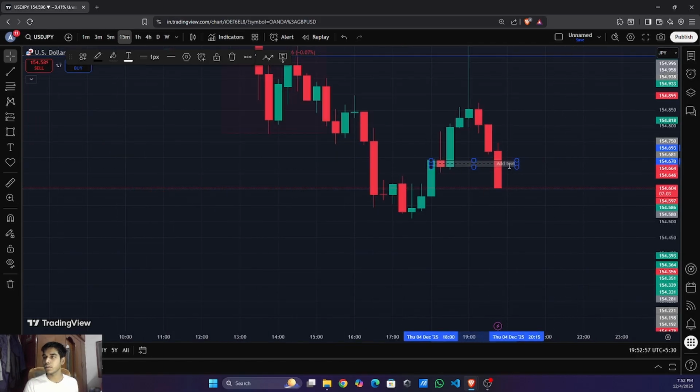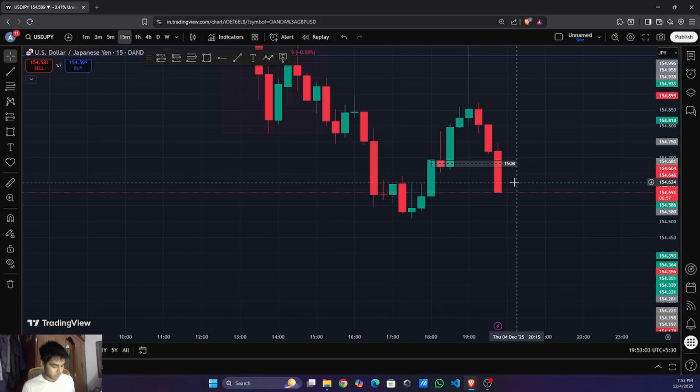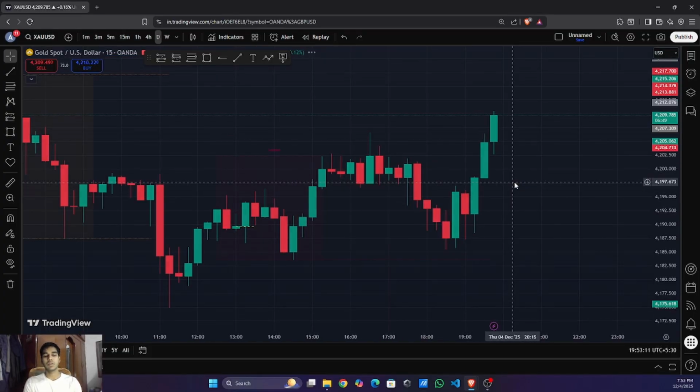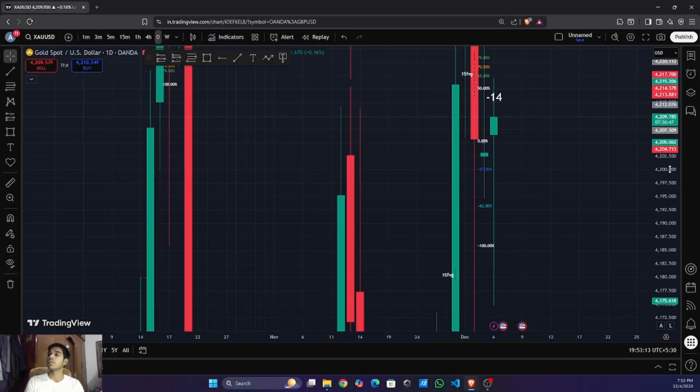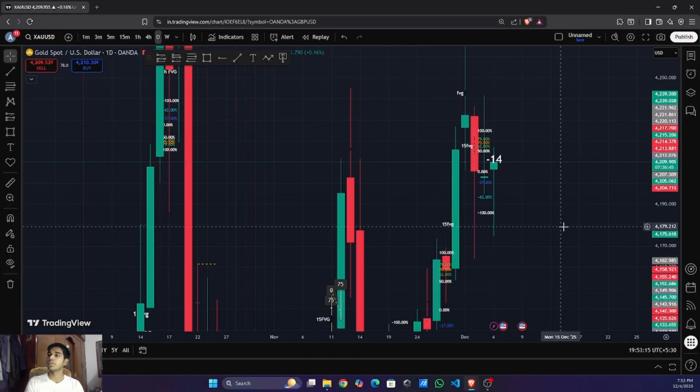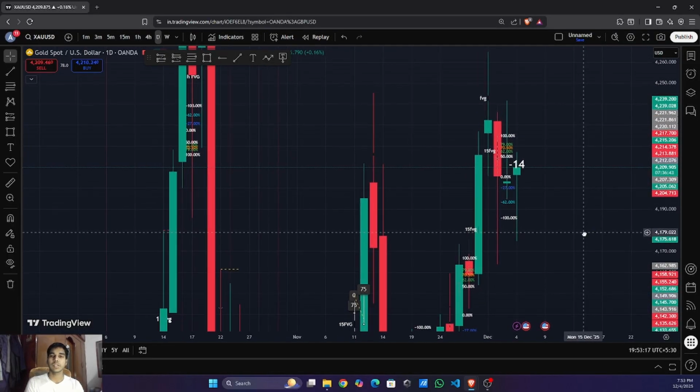Okay, 15 OB. So OB and 1-minute breakout structure. FVG slash OB. And gold. Okay, so it is also trading around its opening price.